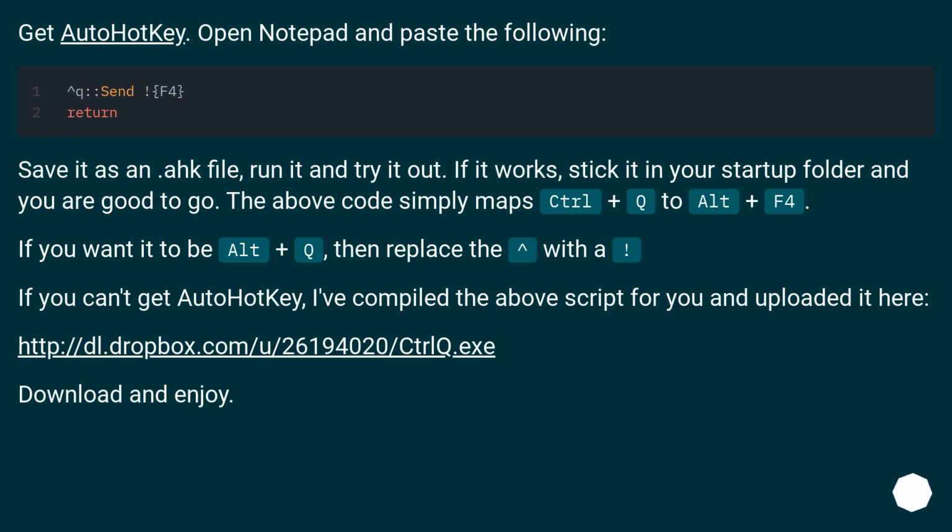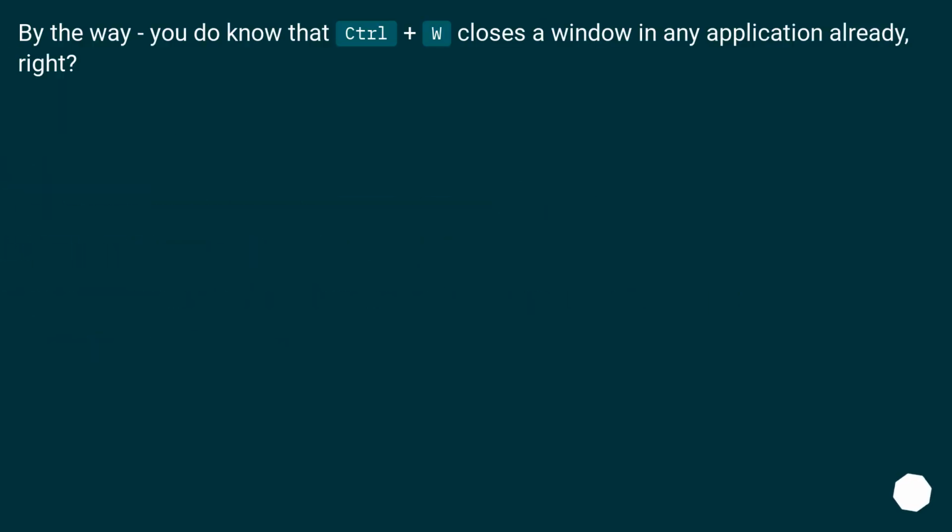If you can't get AutoHotkey, I've compiled the above script for you and uploaded it here. This URL. Download and enjoy. By the way, you do know that Control+W closes a window in any application already, right?